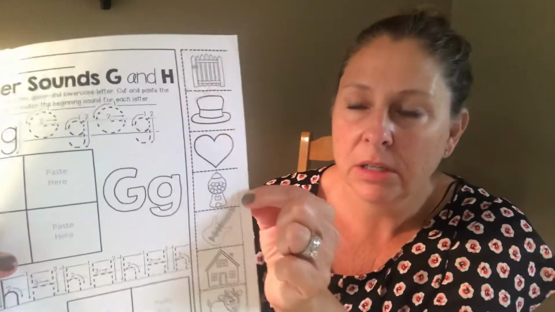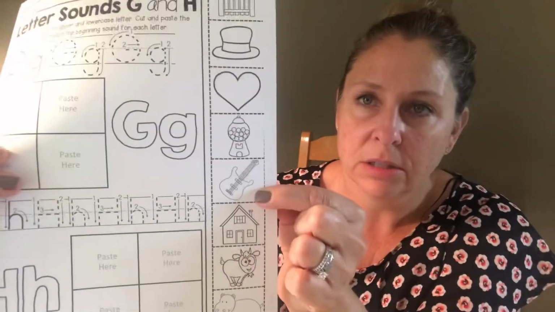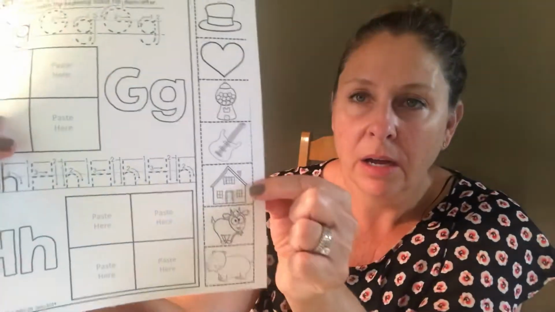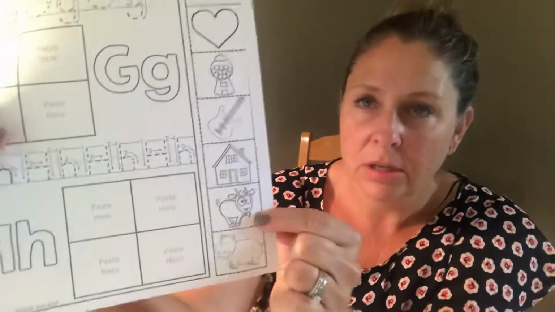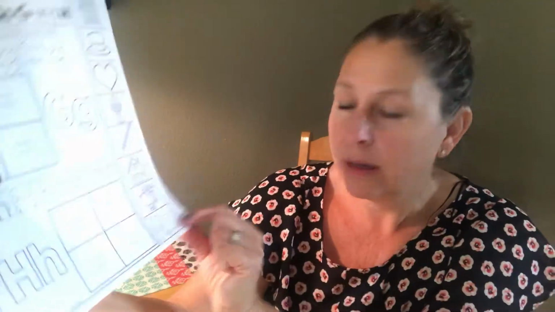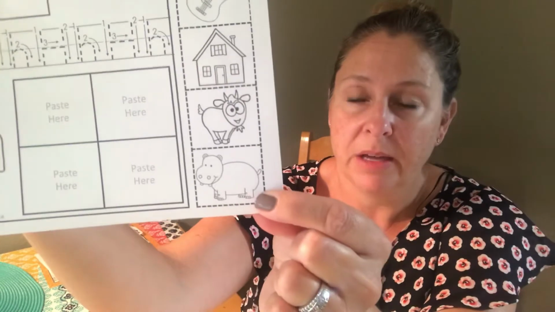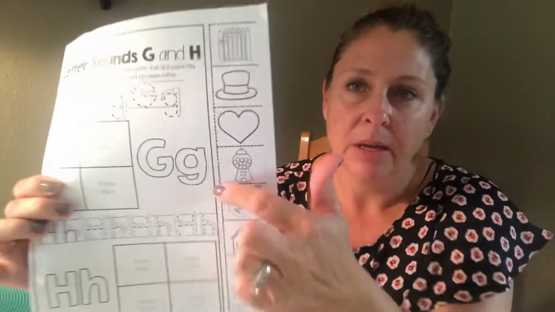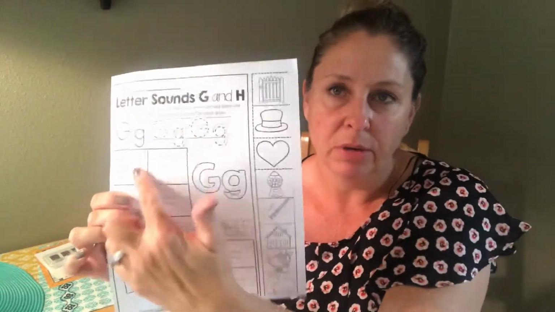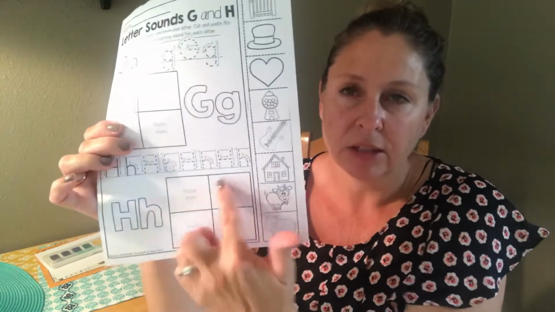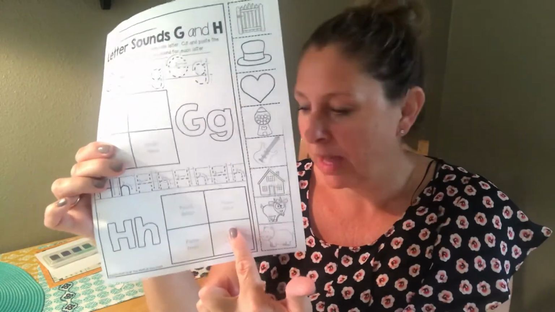So we have gate, hat, heart, gum, guitar, house, goat, and hippopotamus. Okay, so we're going to color them, cut them out, and if it starts with a G, put it over here by the G's. If it starts with an H, put it over here by the H's. Okay, so that will be our sound review for the letters that we've covered so far.